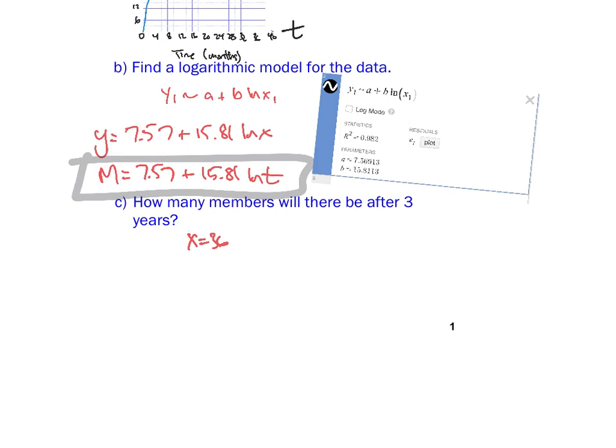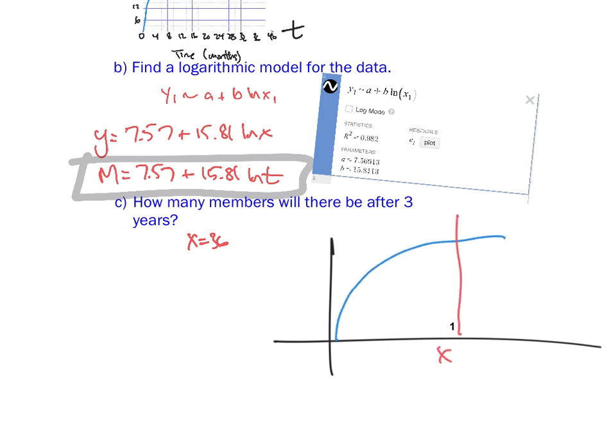Not a bad idea to kind of show our work here. Here's our graph. Here's x equals 36, and it's at 36, 64.229. So how many members are there after 3 years? Well, I would say there are 64 members.